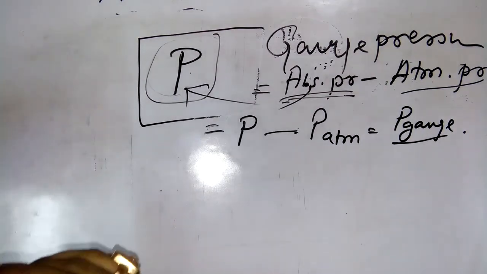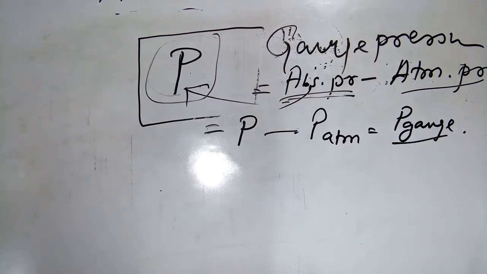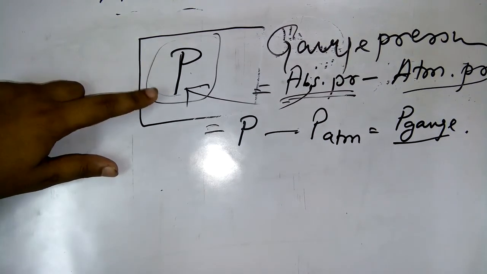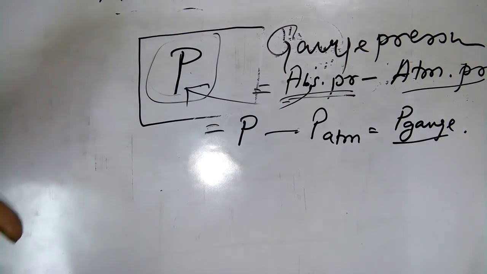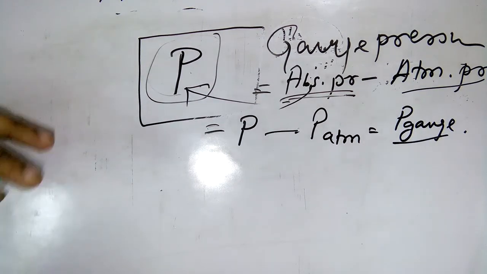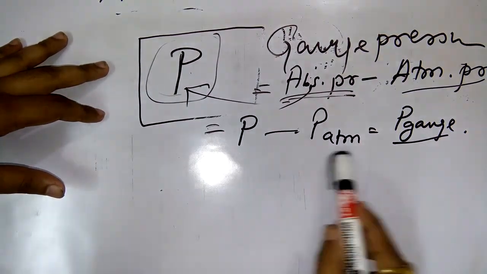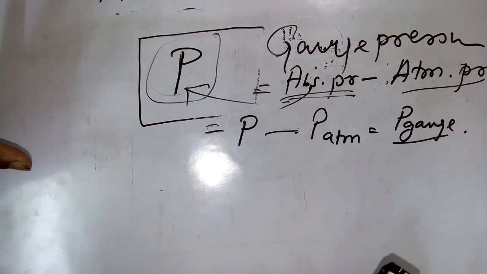This is nothing but gauge pressure. I am giving you one example. Suppose the pressure of this system is P, but the atmospheric pressure is quite less than this value. Then the gauge pressure is defined as this. Now what is the use of gauge pressure?